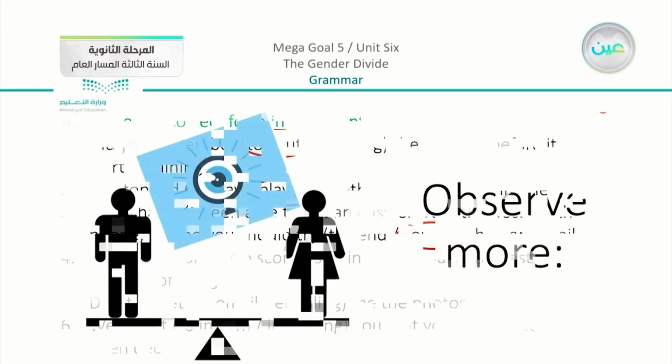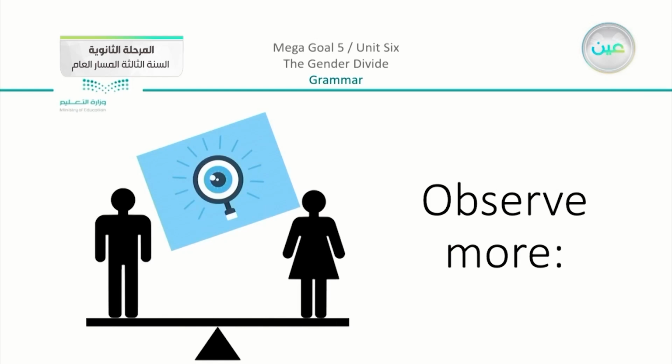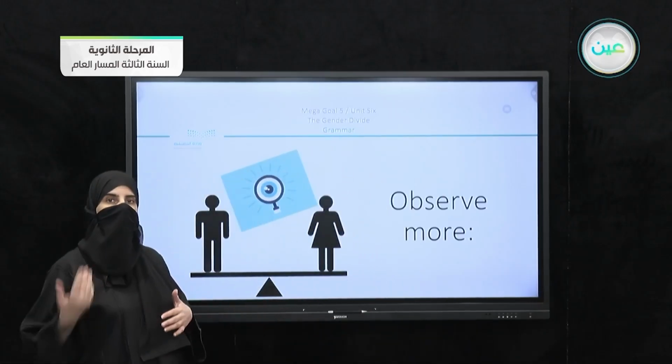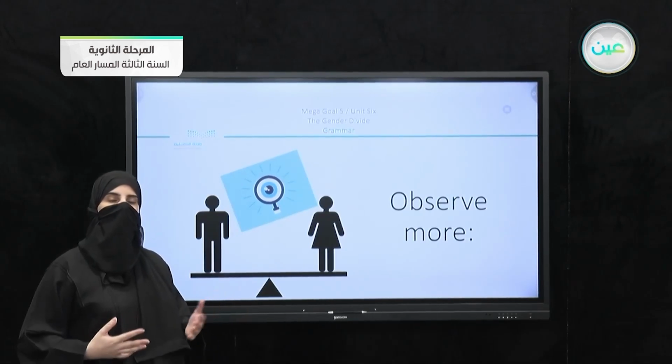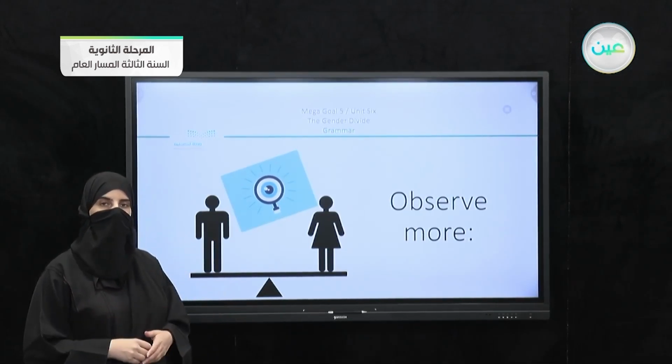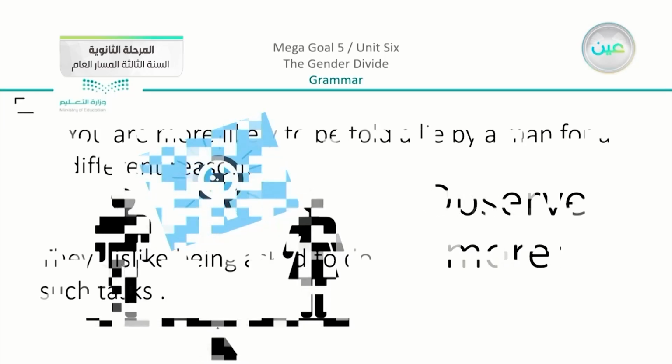Now we do have some other things to observe. We're going to observe more. Now we did mention that we have here the gerund and the infinitive. We mentioned the basic part, which is using them with 5 different verbs. Now we are going to observe these sentences.